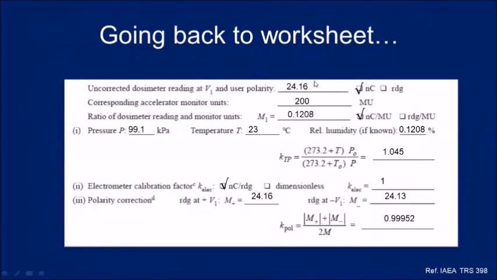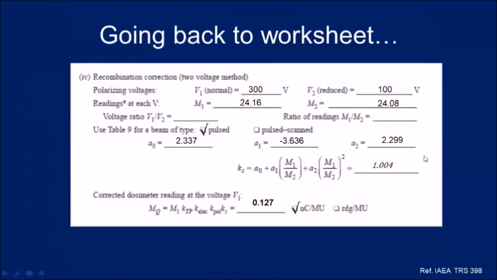Going back to the worksheet, you mention the value you got for plus 300. So much nanocoulomb per 200 monitor units. Then per monitor unit, divide by 200, you get 0.1208. And note down your room temperature and pressure. Apply the PTP correction we calculated at 1.045 pressure temperature correction. And your electrometer correction is 1. And we also calculated the polarity correction factor as 0.99952. And the recombination correction factor we calculated as 1.004.